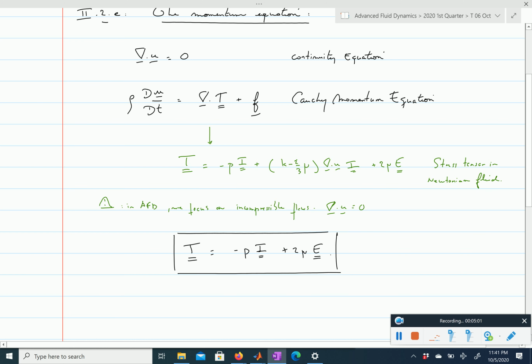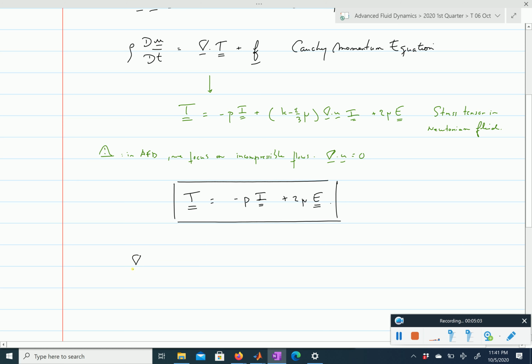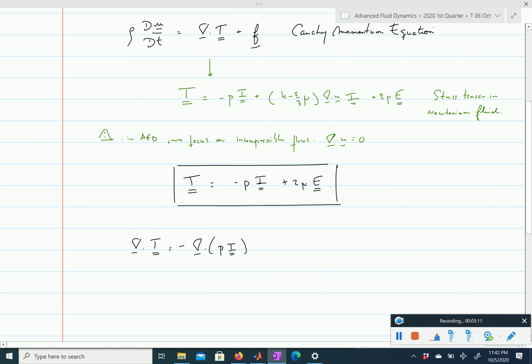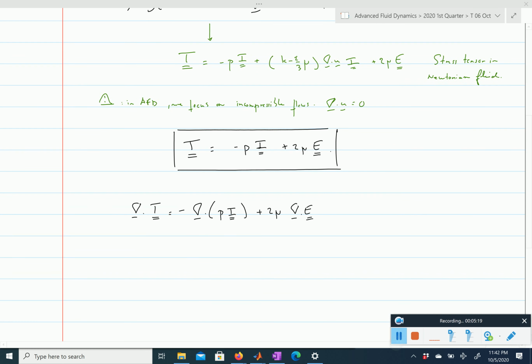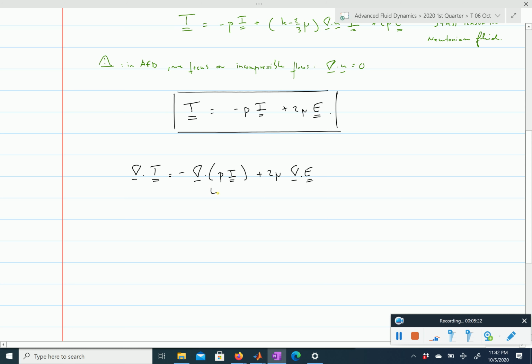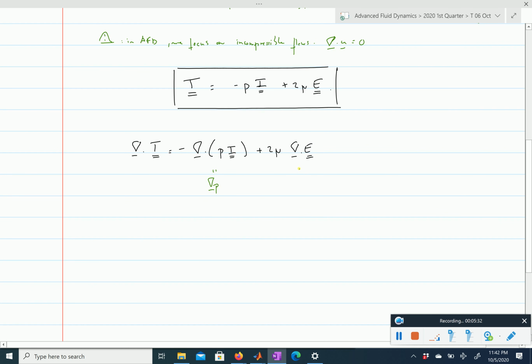And so we can compute the divergence of T. What is the divergence of T for our Newtonian fluid? It is going to be equal to minus the divergence of P times the identity plus 2 mu times the divergence of E. Now I will spare you the details, but the first term is equal to the gradient of P. And after you've done the calculation, the divergence of E is actually equal to the Laplacian of u.